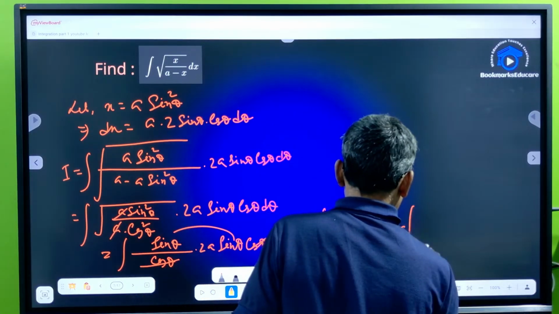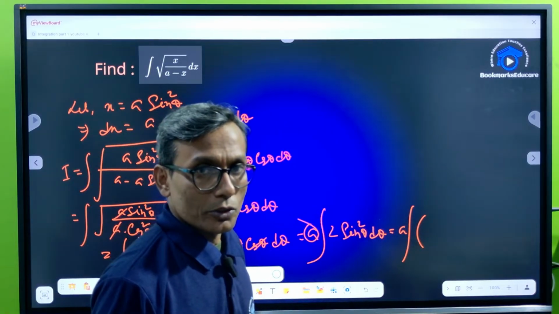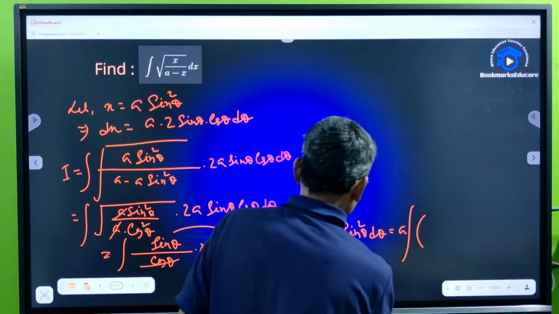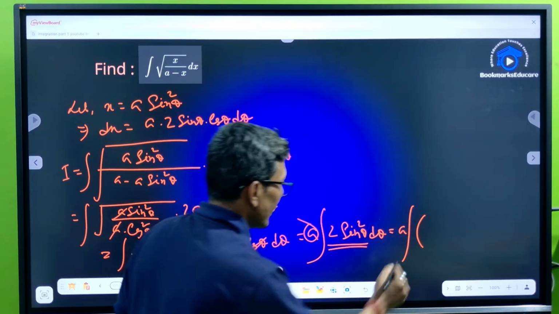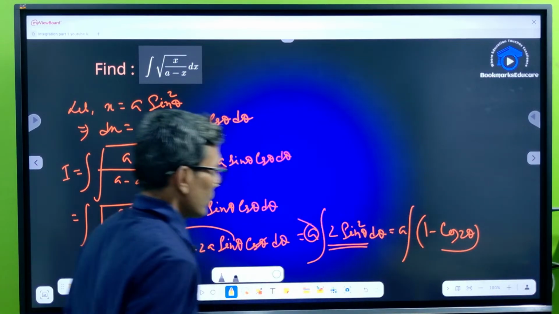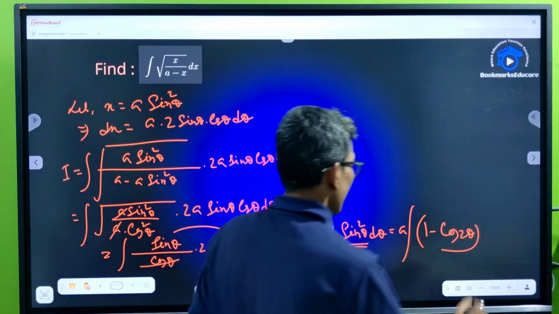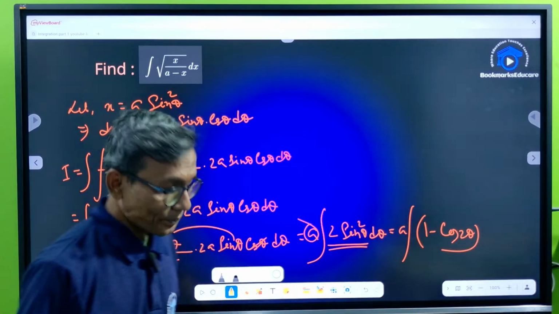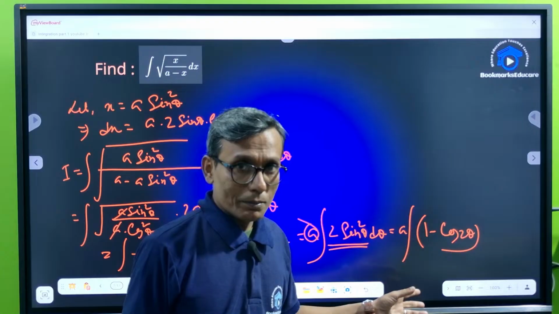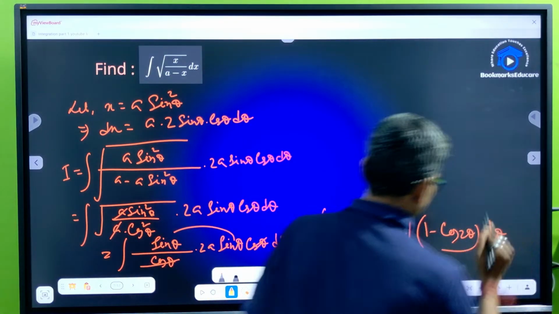So if we apply the multiple angle formula of trigonometry, what happens? In its place we can write 1 minus cos 2 theta. Okay, 2 sin square theta means 1 minus cos 2 theta. This is the formula based on multiple angle of trigonometry.